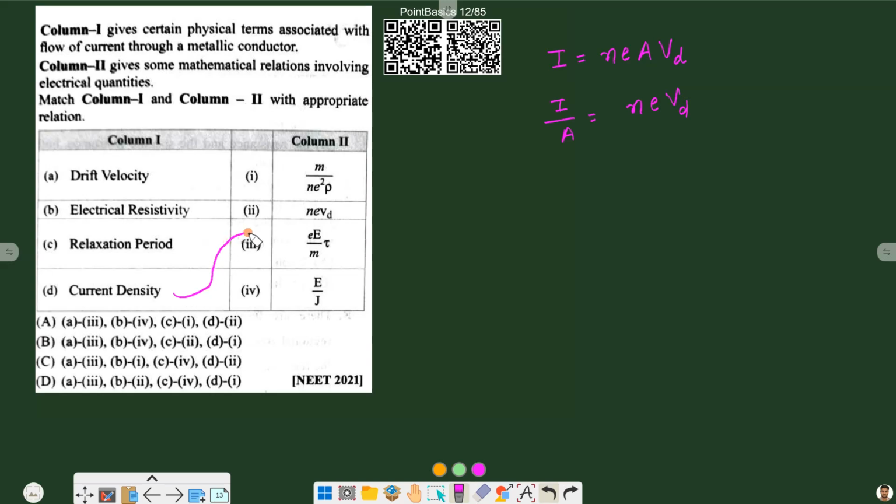So here D is matched with 2, and only two options are left when we match D with 2. Now coming to the drift velocity. Drift velocity v_d is given by e E tau by m, and that is option 3. So A is matching with option 3. A is also matching with option 3 in both A and C. So what is different here? Here we have electrical resistivity and relaxation period.